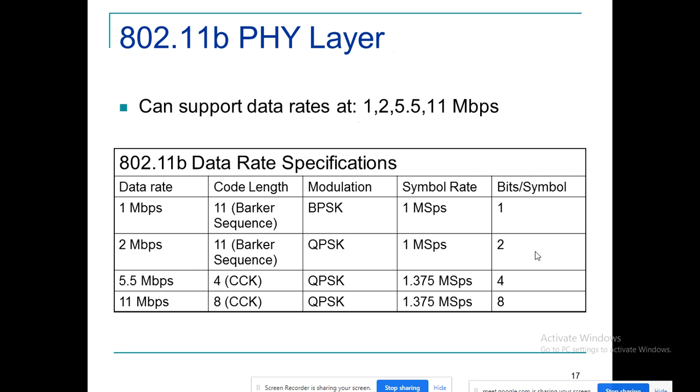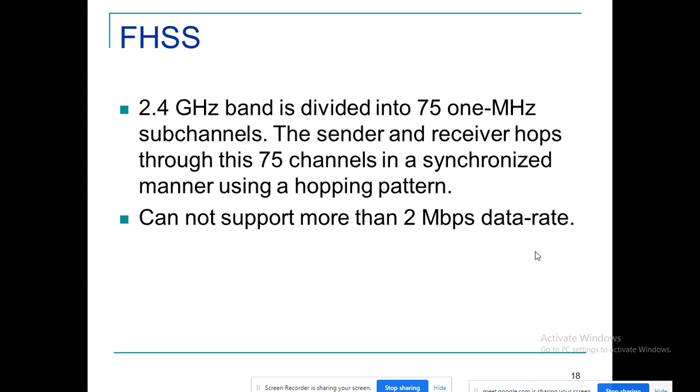So what could be my specifications for data rate? Depending upon the different types of data transfer speed, the rest of the things will vary. Right? These are things that you have to remember based upon the standards. So FHSS: the 2.4 GHz band is divided into 75 1 megahertz subchannels. So there are 75 channels that they will be able to sync, but it cannot support more than 2 Mbps.